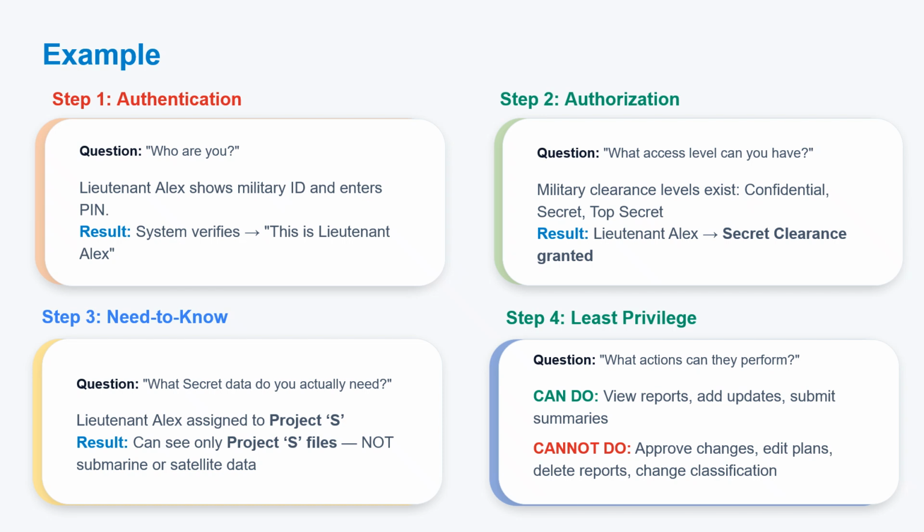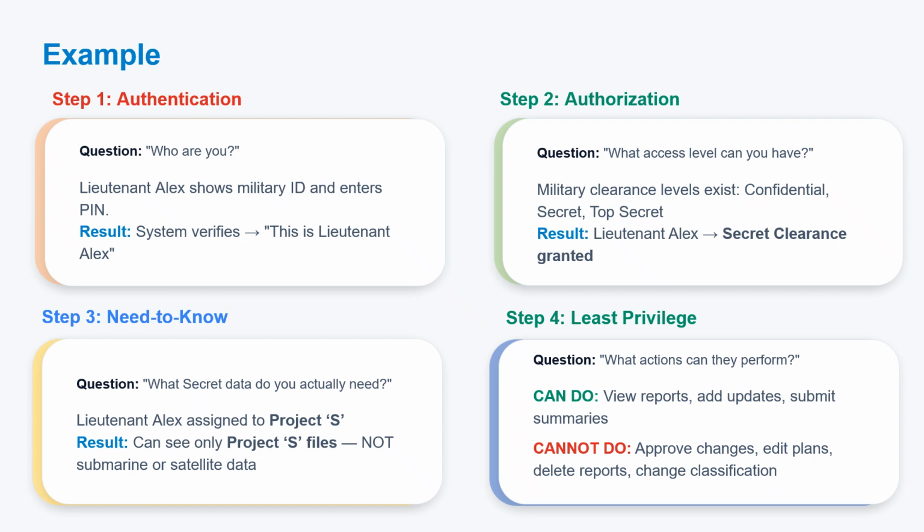Authorization: what are you allowed to access? Once your identity is verified, the system checks your clearance level. Maybe you have secret clearance but not top secret. This determines which buildings, systems, or documents this person can access. That's authorization.